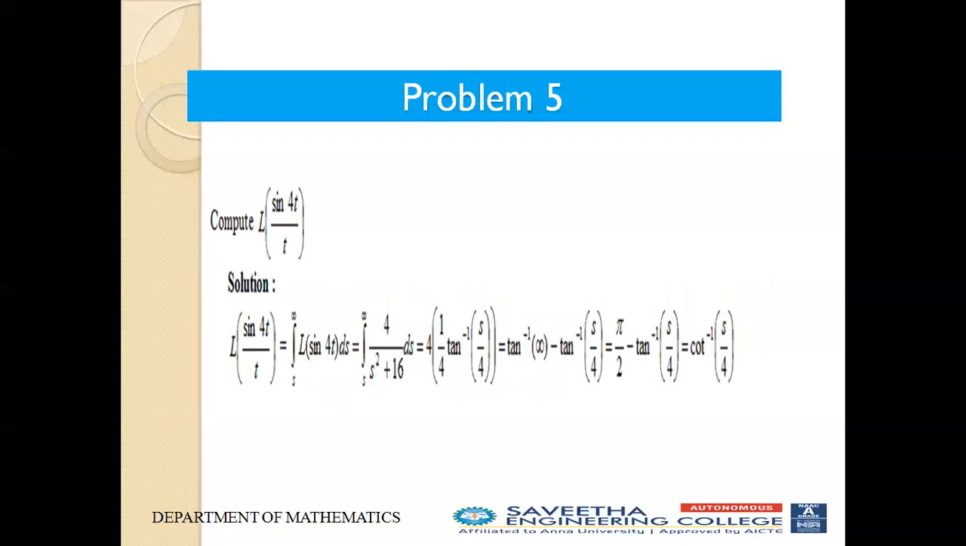Problem number 5. Compute L of sin 4t divided by t. Here also we have t in division, so we are going to integrate in the interval s to infinity for L of sin 4t ds. L of sin 4t is 4 divided by s square plus 16, into ds. This is a formula for the integration of dx by x square plus a square, which is equal to 1 by a into tan inverse of x by a. Here a is 4. So 4 into 1 by 4 tan inverse of s by 4 in the interval s to infinity.